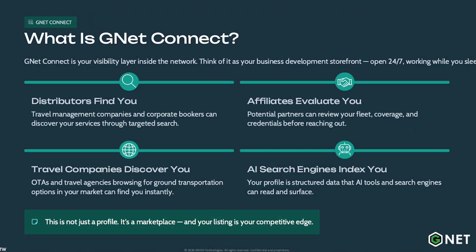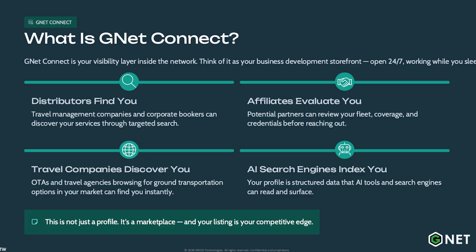And on GNet Connect, there's a few core functionalities that you can explore. One of them is that distributors are able to find you on the platform directly. So just so you have a rough idea of how this platform looks, if you've never seen it before, it's kind of like a LinkedIn, but for the ground transportation industry. Okay? So on this platform, the distributors, they can look up your profile and they can find you. Affiliates can evaluate you, right?